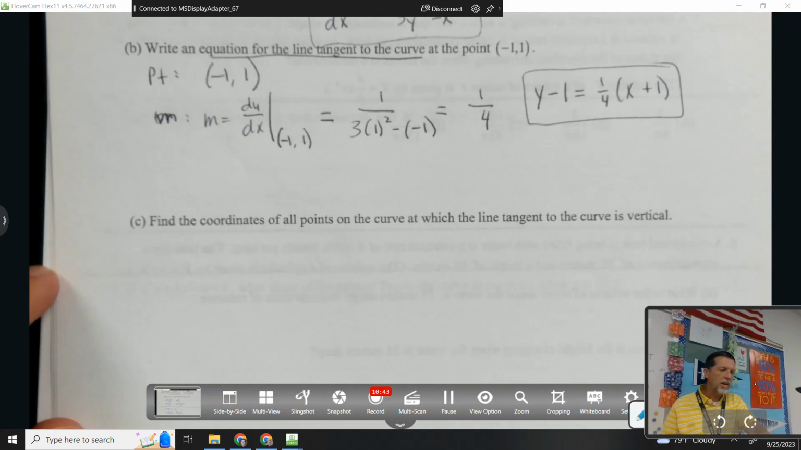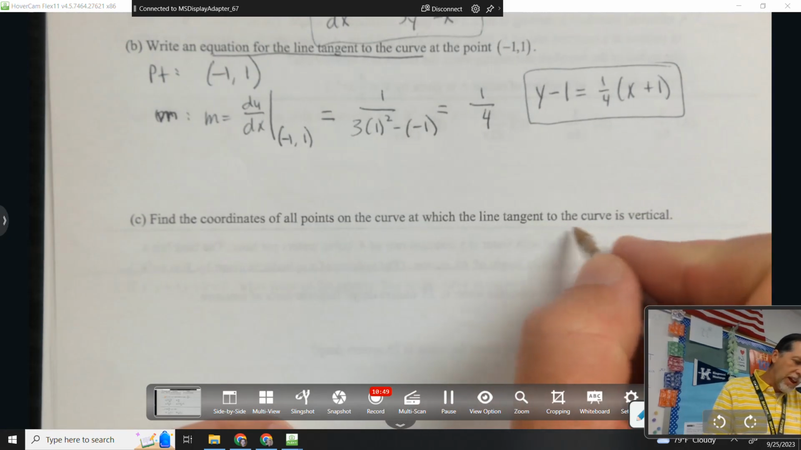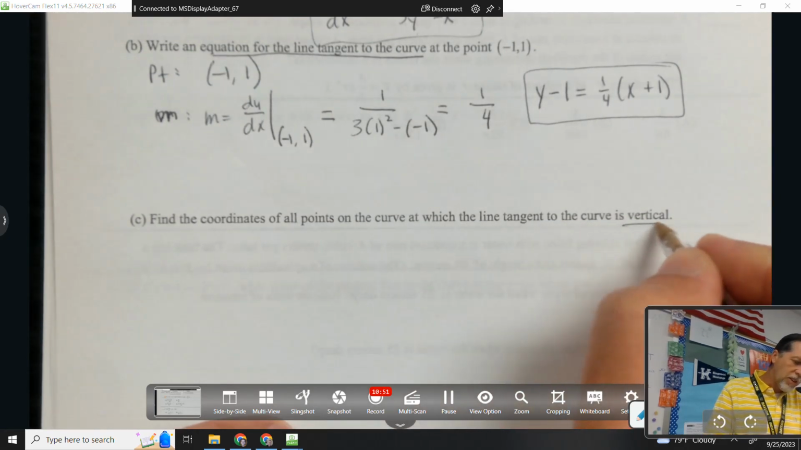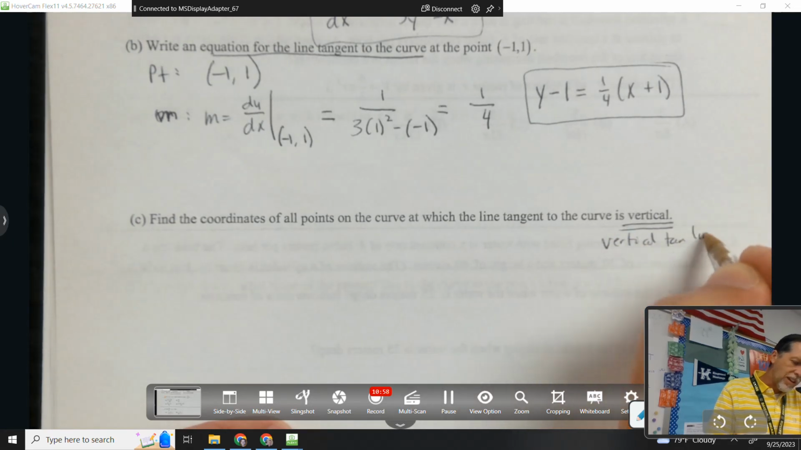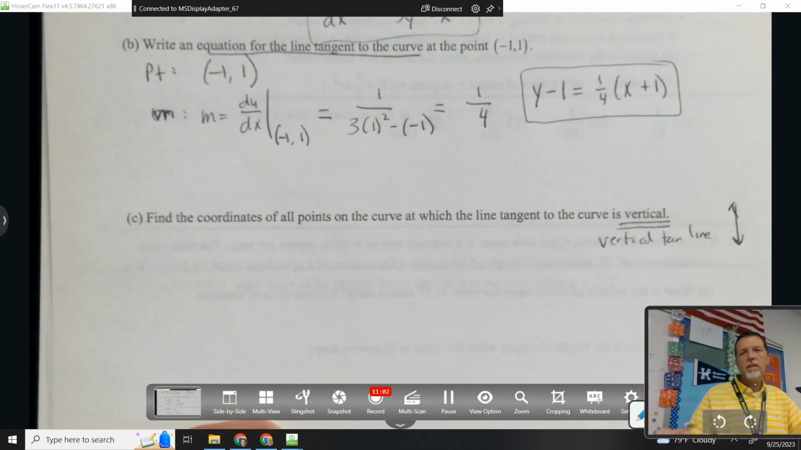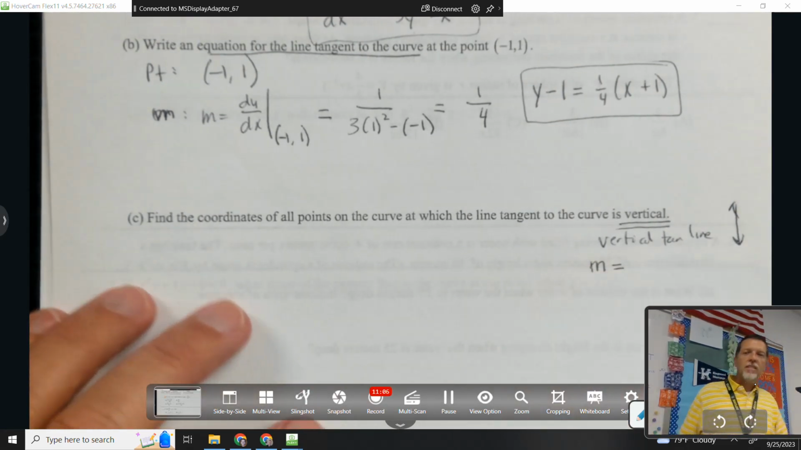Check for part B. Part C. Find the coordinates of all points on the curve at which the line tangent to the curve is vertical. Vertical tangent lines. So those would be up and down. That's what vertical means. What's the slope of a vertical line? Algebra 1 students?